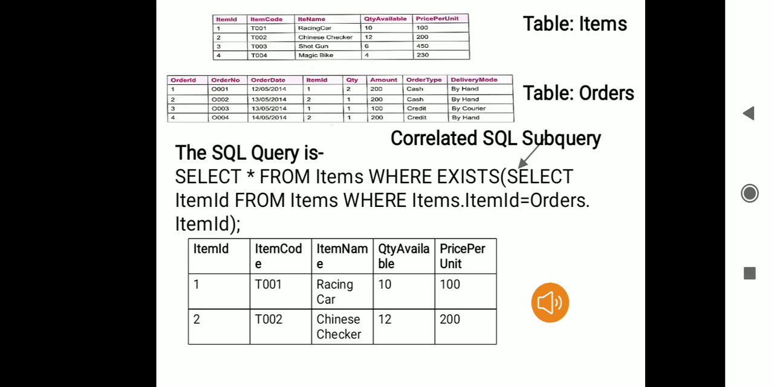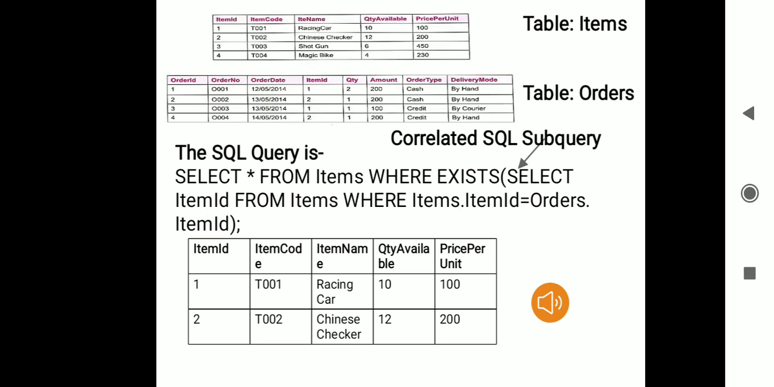For item id as 1 from the items table, we have a matching entry of 1 for item id in the orders table. So the subquery returns true for the item id as 1. So all the details from the outer query select star from items will be extracted for item id as 1, which gives the first row in the output as item id equal to 1, item code as T001, item name as racing car, QTY available as 10, and price per unit as 100.